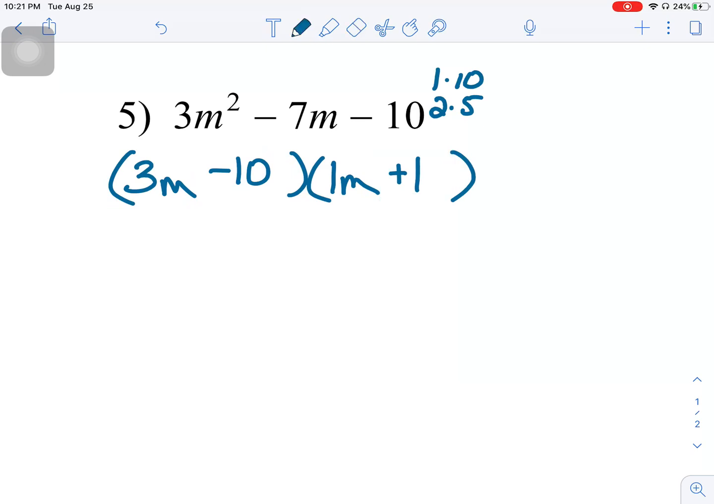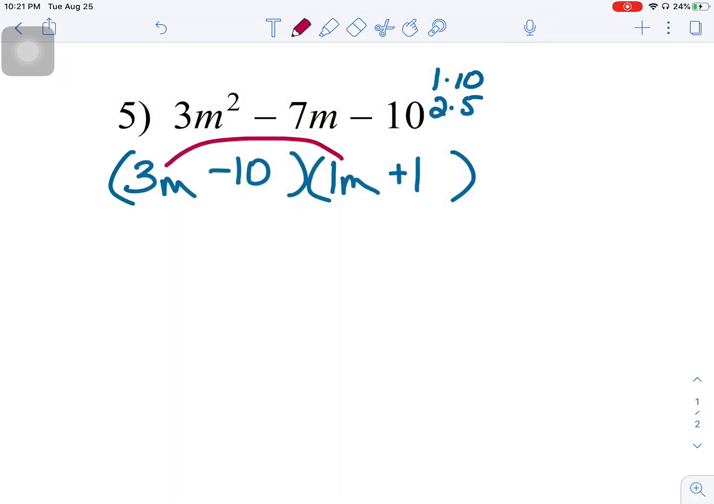Now, I know you might be looking at this going, you put those numbers wherever you wanted to, and they could be right, they could be wrong. So this is a place where I would absolutely check my work. So how do I check it?